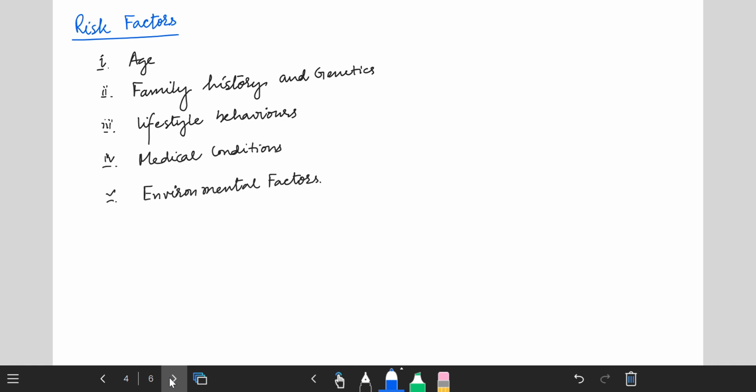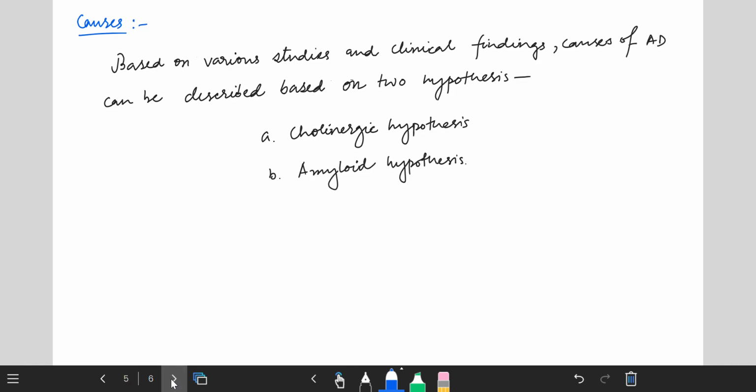Next one is medical conditions, like diabetes, depression, obesity, any kind of cardiovascular disease, or previous medical history like head injury. Last one is environmental factors, like air pollution, or exposure to toxic metals, pesticides and insecticides. Now, what are the causes?